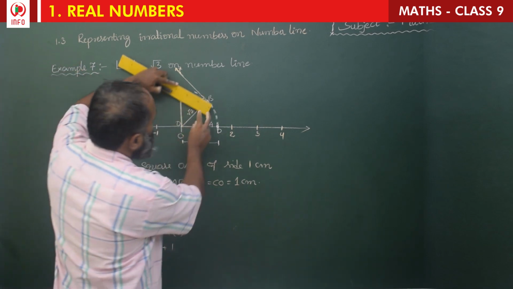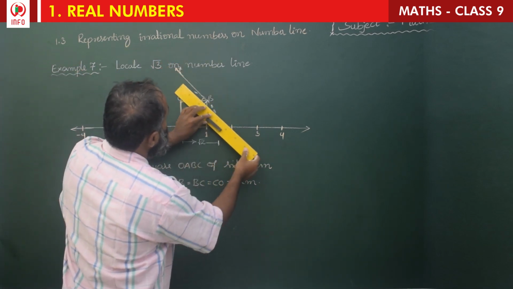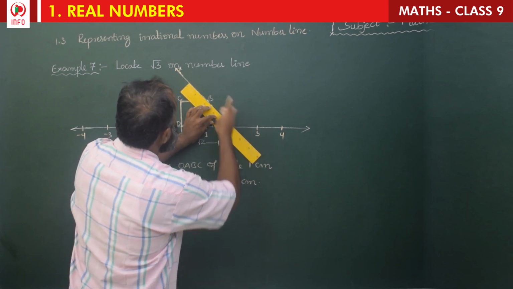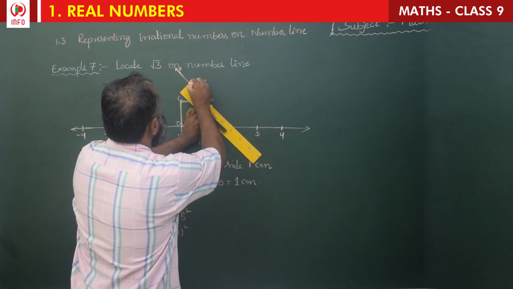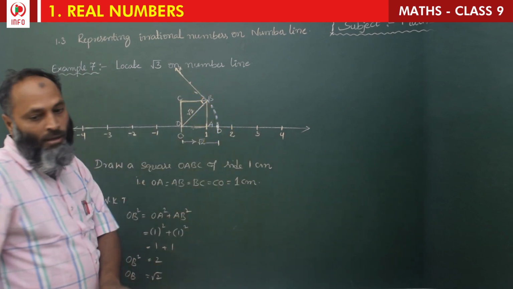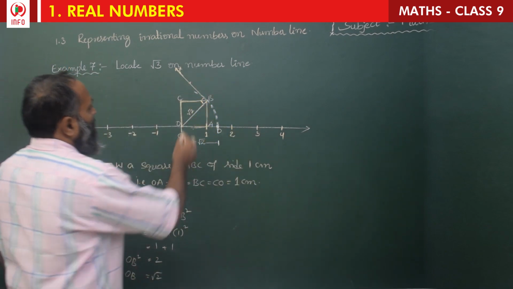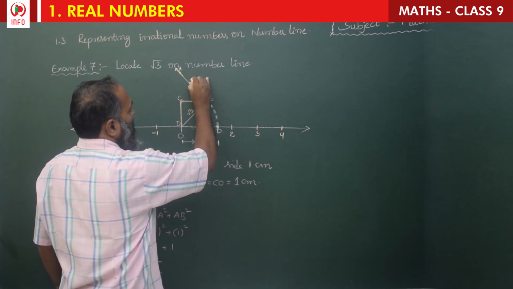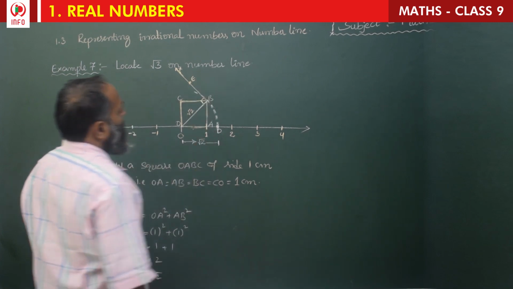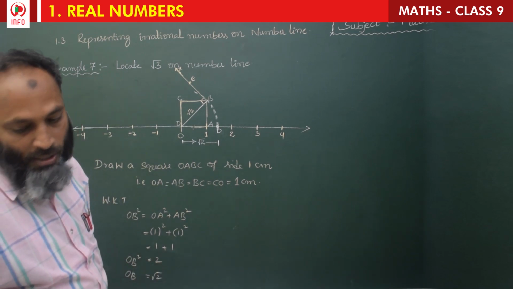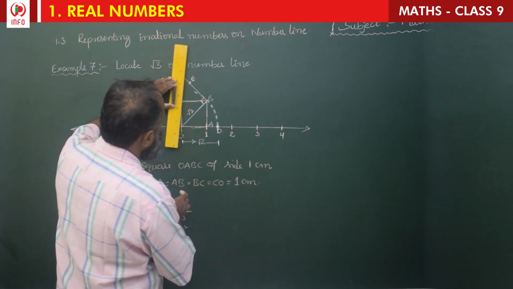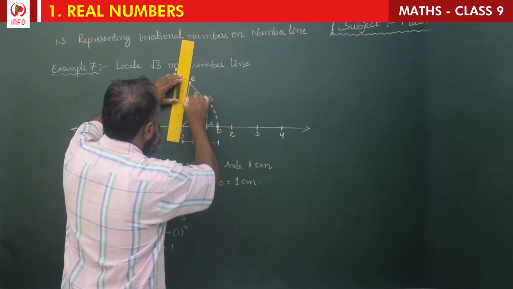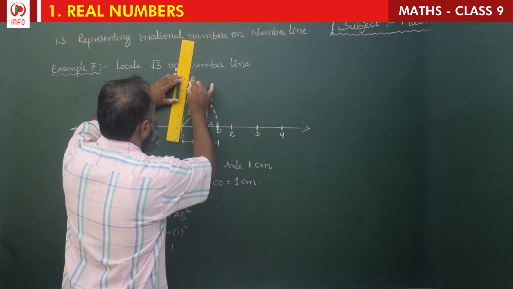From point B, on BX, we should mark 1 centimeter. The point where we mark, we consider as E. So BE is 1 centimeter. Now you join OE.